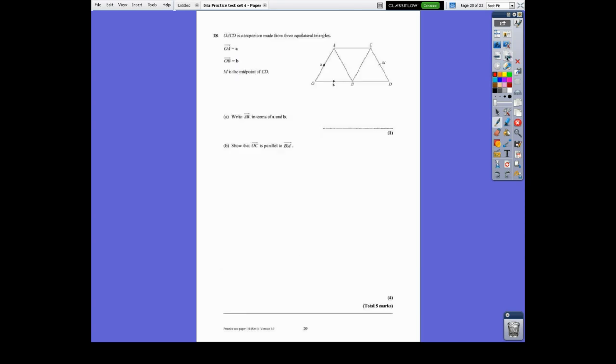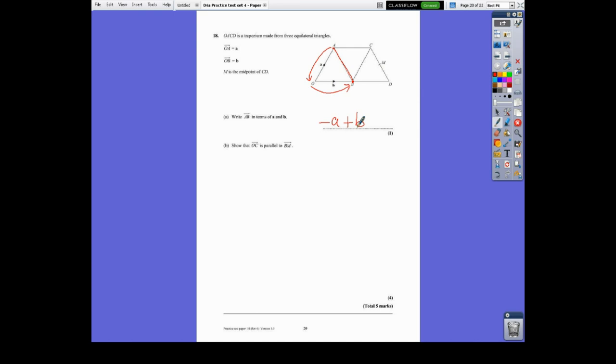Question 18. OACD is a trapezium made from three equilateral triangles. Now that's really important because it tells us more of the sides will be vectors. M is the midpoint of CD, and OA is a and OB is b. Work out AB. So we want to get from A to B. To do that, we have to go down vectors that we already know. So we would go down here, which would be −a, then along here, which would be +b, following the arrows on the vectors.